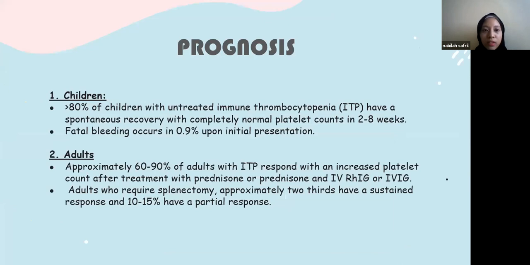So regarding the prognosis in children, it is very good, meaning that, for example, more than 80% of children with untreated immune thrombocytopenia have a spontaneous recovery with completely normal platelet counts in 2 to 8 weeks. Major bleeding only occurs in 0.9% of all initial presentations.